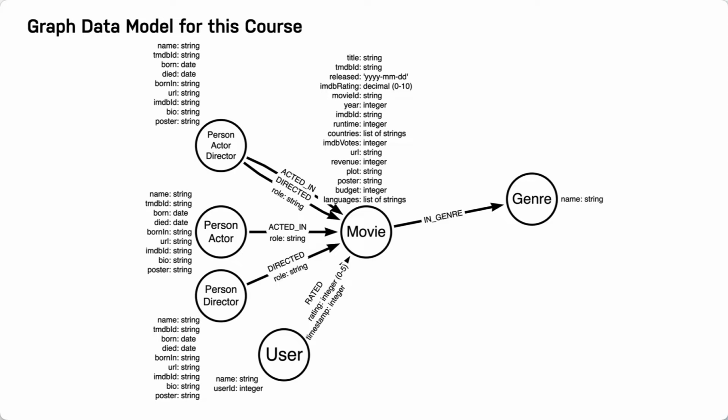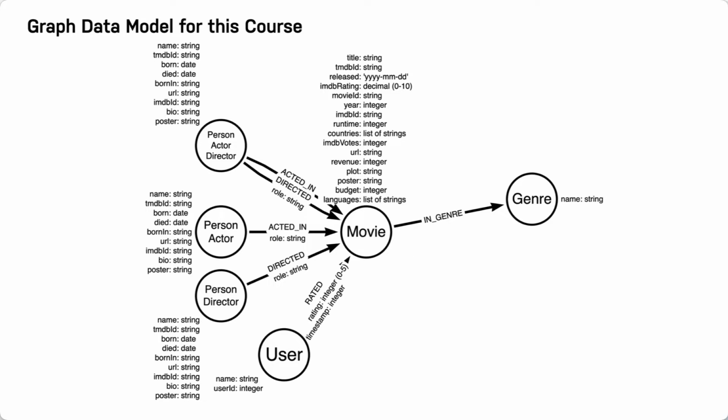Some of these relationships might also have a role property. Movies have an in-genre relationship to genre nodes. Users are not actors or directors, but they rate movies. They have a rated relationship to movie nodes, where the rated relationship has properties of rating and timestamp. This graph is created with unique IDs for person, movie, user, and genre nodes.